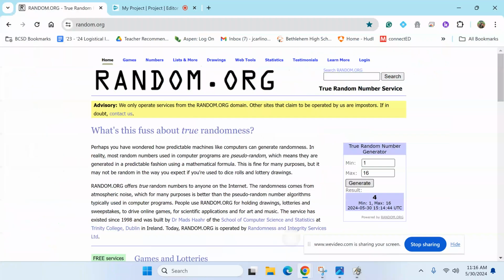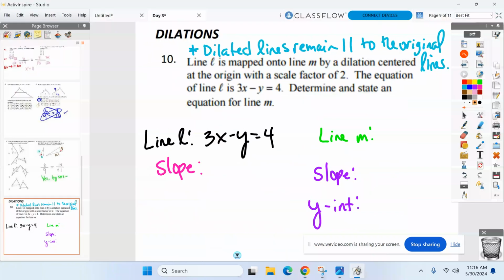Slope of line L. Where's the slope located? It's in front of the x after you solve for y, right? 3. So it should be 3. There's my slope, which means the slope of my dilated line will be 3. They remain parallel. All right, now how do I get the new y-intercept?